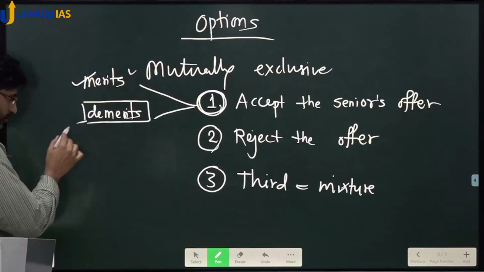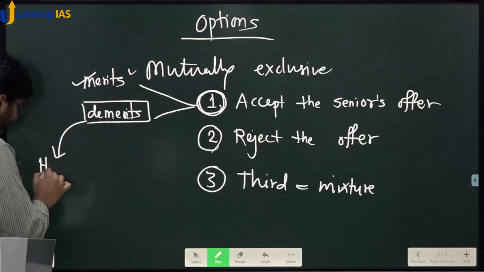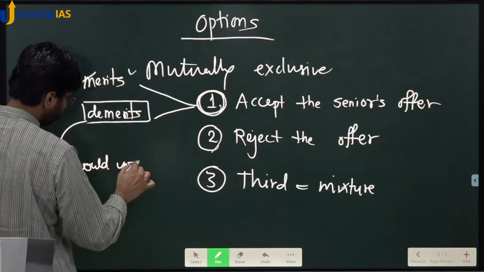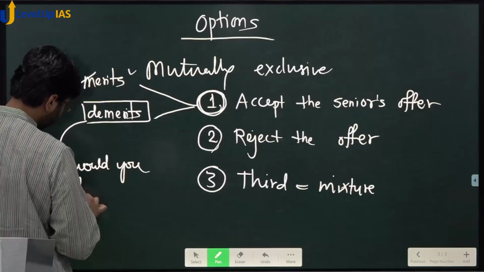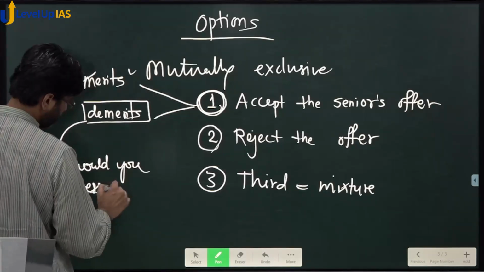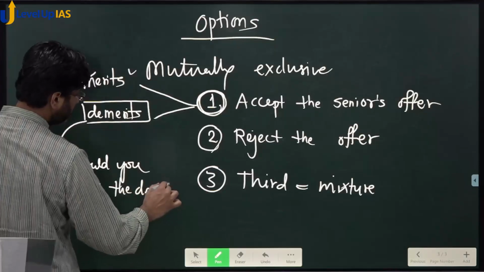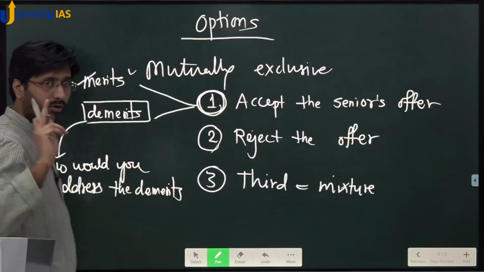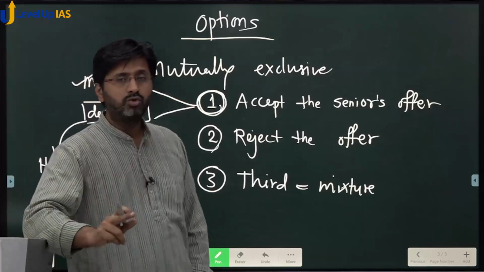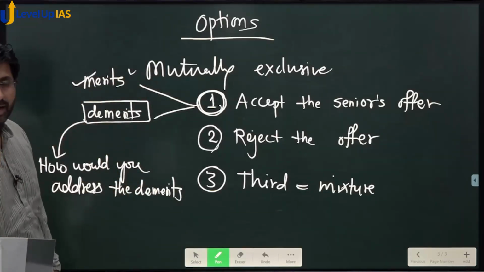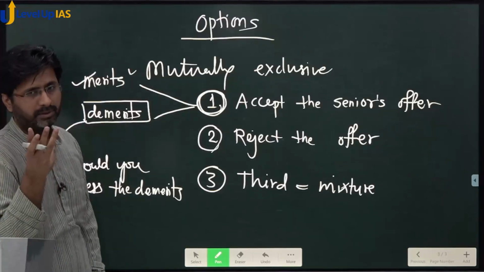When you have chosen the option, how would you minimize, how would you address the demerits? Addressing the demerits should be the extra point to be talked about. Don't ignore this aspect. Okay, it's your job to address them to the extent possible.